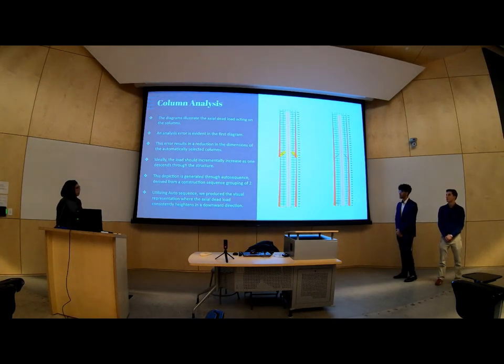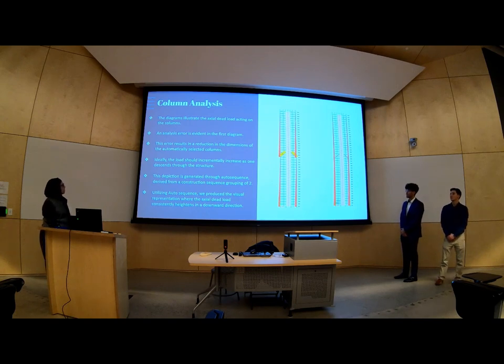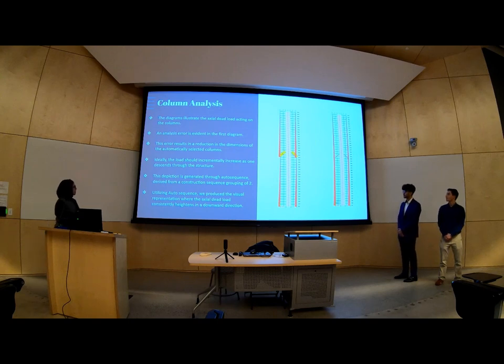So this is our column analysis. These diagrams illustrate the axial dead load acting on the columns. As you can see in the first diagram, there is an error in the analysis, which is evident there. The error results in a reduction in the dimensions of automatically selected columns, which is why we also realized that there was an error.